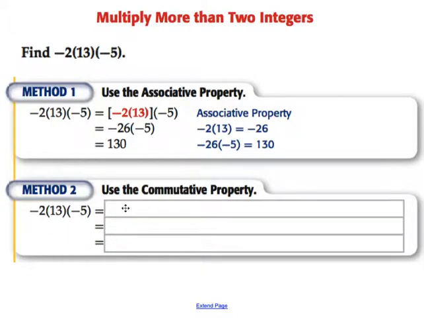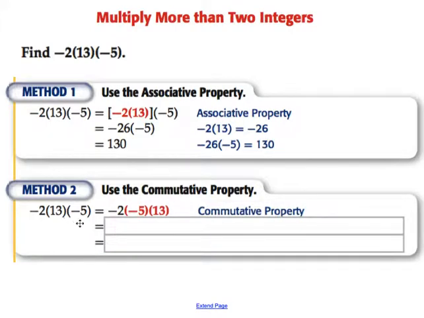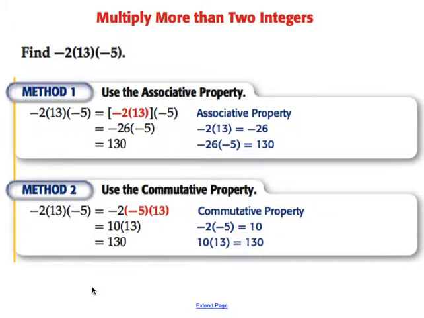If we use the commutative property, that says we can switch the order of the numbers. So this time we're going to move the 5 next to the 2, okay? And so now if we go ahead and multiply negative 2 times negative 5, we get a positive 10. And that math is a lot easier to do, so 10 times 13 is 130. So you can use both associative and commutative properties to make the math the easiest for you.